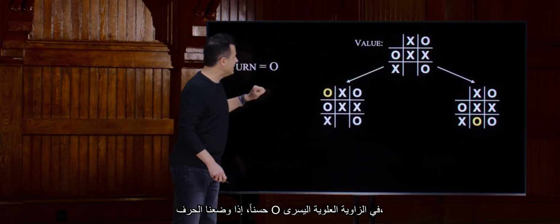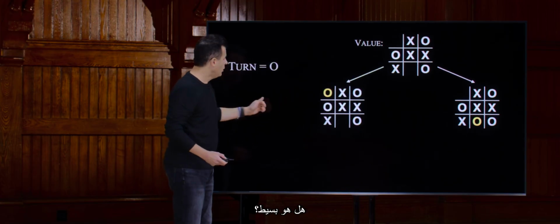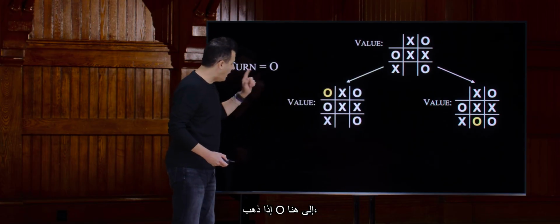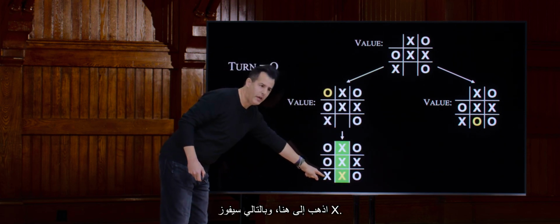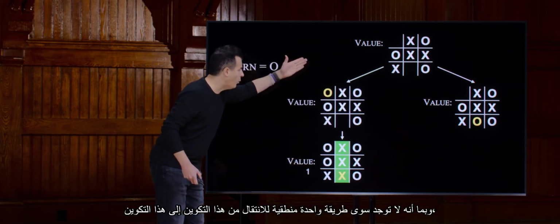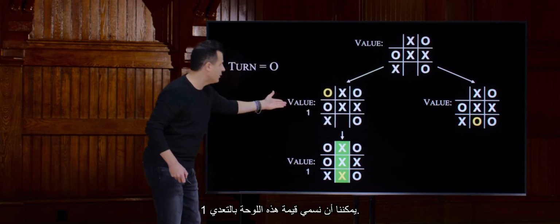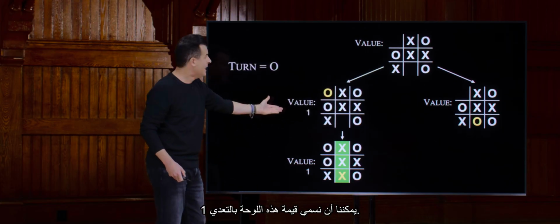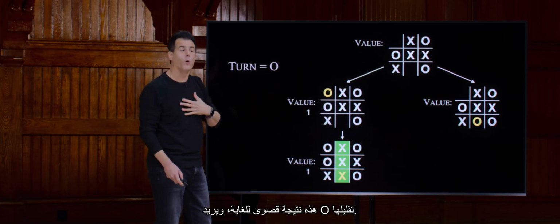Well, if O goes in top left, we should consider what's the value of this board. Is it minimal? Well, let's see. If O goes here, X is obviously going to go here. X is therefore going to win. So the value of this board is going to be a 1. Now, since there's only one way logically to get from this configuration to this one, we might as well call the value of this board by transitivity 1. And so O probably doesn't want to go there because that's a pretty maximal score, and O wants to minimize.